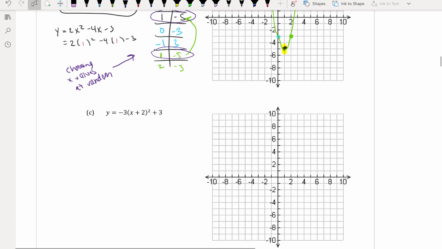All right. So now for part C, I like this because I already have my h and my k value. So I already know exactly what my center, or not my center, but my vertex is going to be. So I already know that my vertex is negative 2, positive 3. I also know that because this a value is equal to negative 3, this is going to be a downward facing parabola.